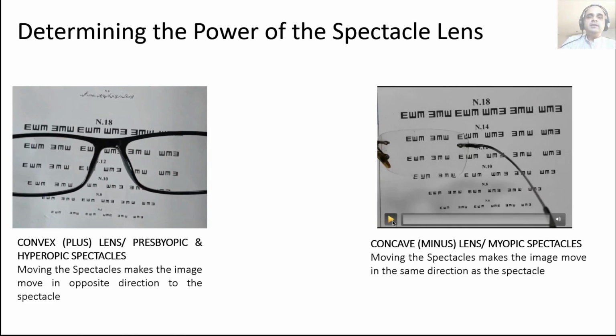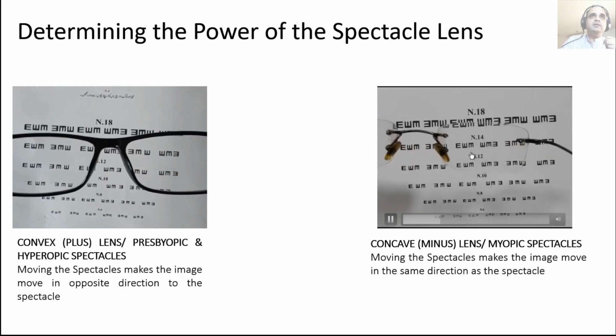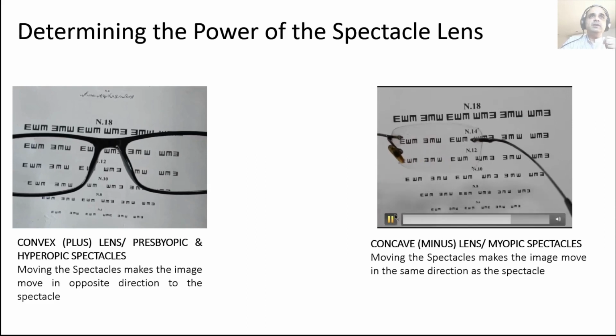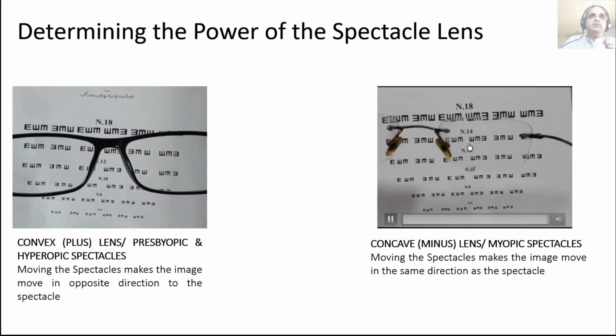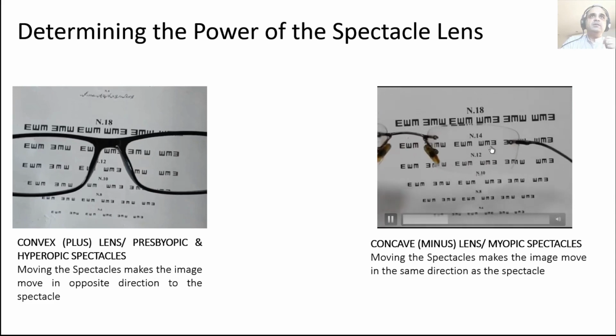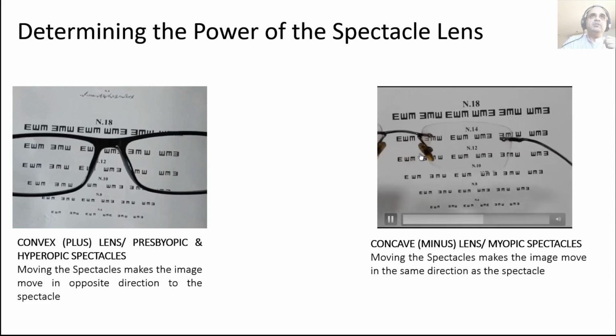When we see the same text through a concave lens, the text moves in the same direction as the movement of the spectacles. And obviously you're looking through the lens that's in the spectacle. So let's see this. The spectacle moves in one direction and the text seems to move in the same direction. So if the spectacle is moving to the right, the text seems to move to the right. And if the spectacle moves to the left, the text seems to move to the left.